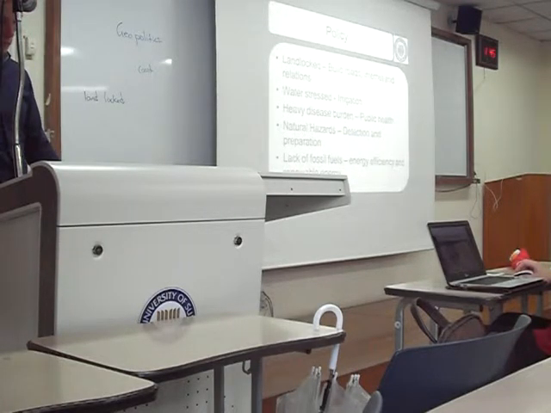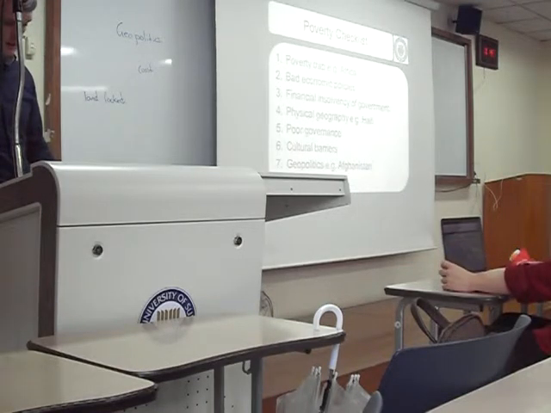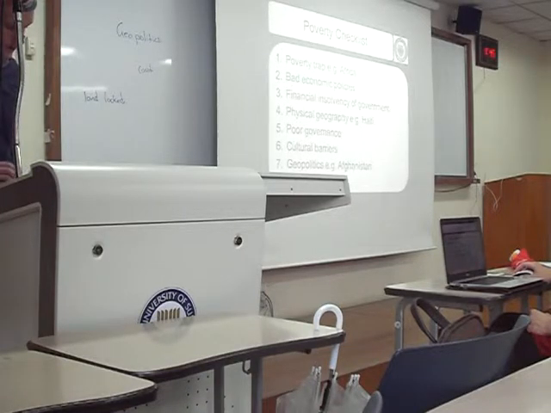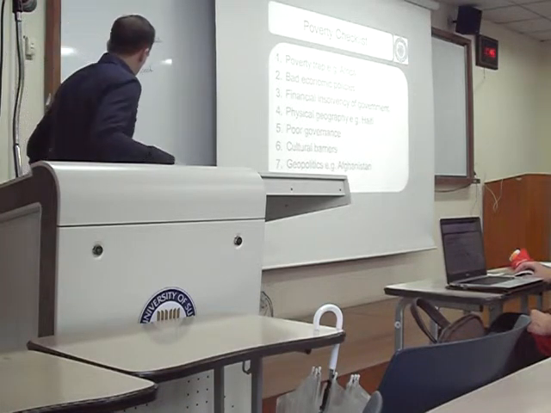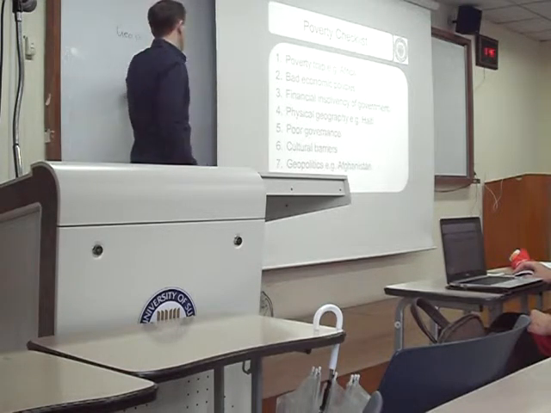Policy. So we need to use policy to try and get out of these. Poverty checklist. Okay, sorry, we should have talked about cultural barriers. Do you know the caste system in India? Yes. Who can explain?